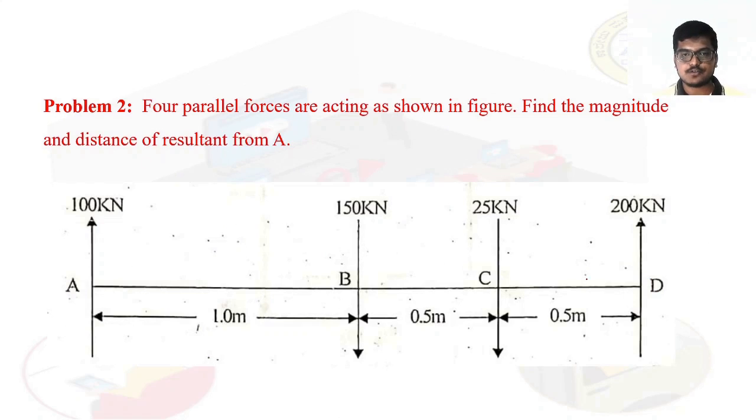So, four parallel forces. All the forces are parallel and they are on the same line A, B, C, D. What is the distance? 1 meter, 0.5, 0.5 meter. What do we need to find? The magnitude and distance of the resultant from A.